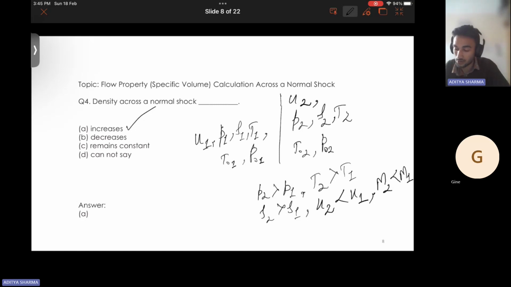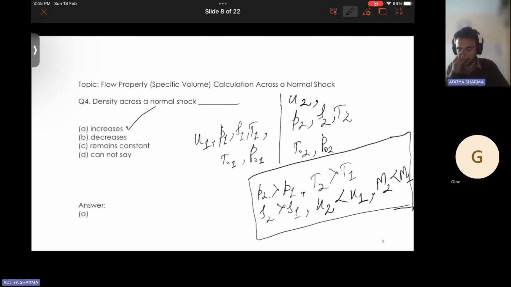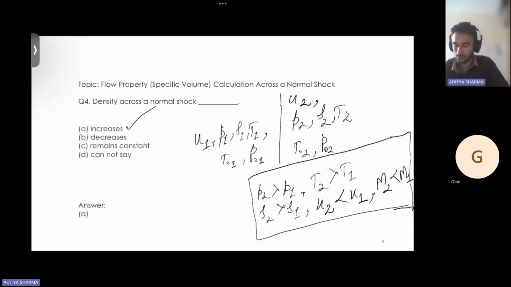So these are the basic trends of different properties and parameters that we have to keep in mind. These are very fundamental questions, but at the same time very important. So we should keep these in mind. All right. So let's move on to the next question.